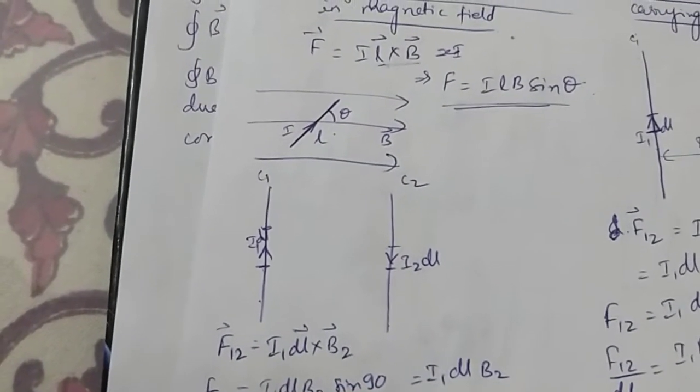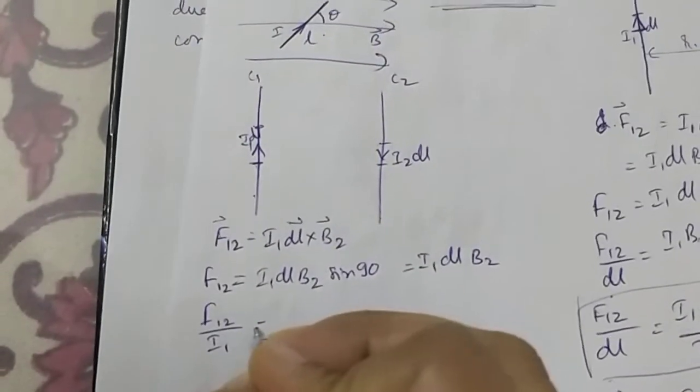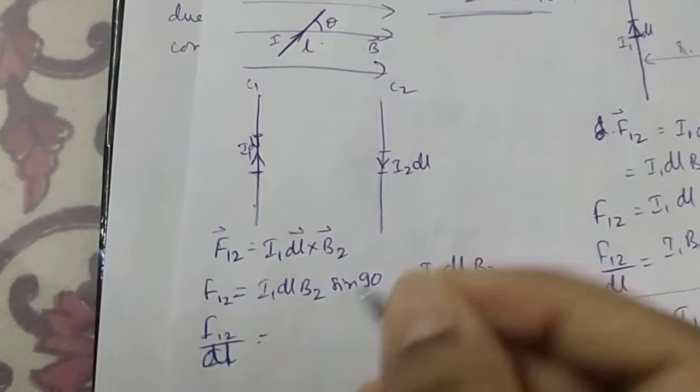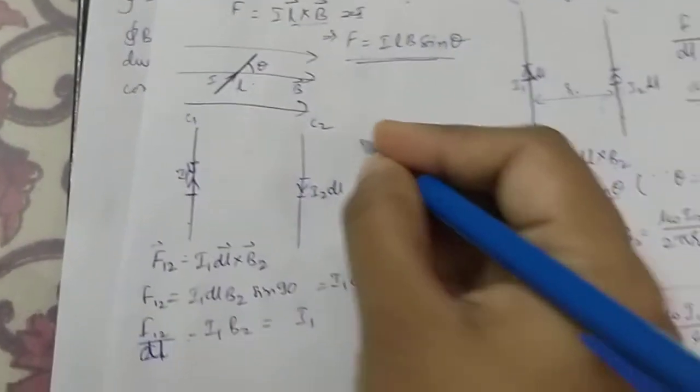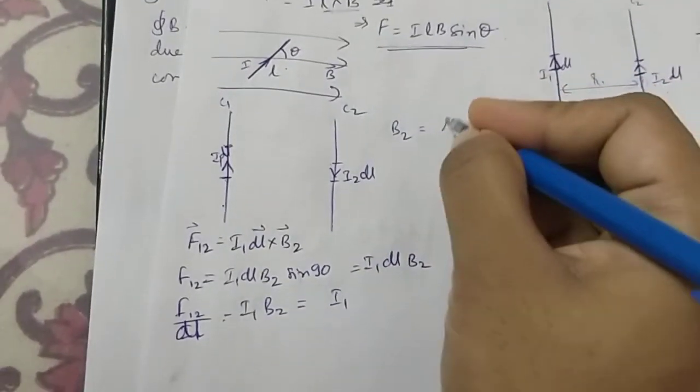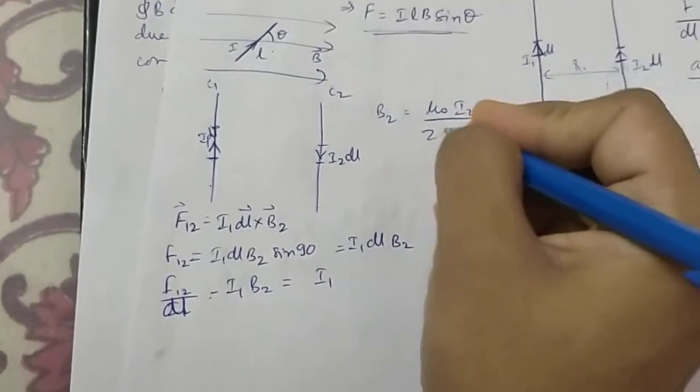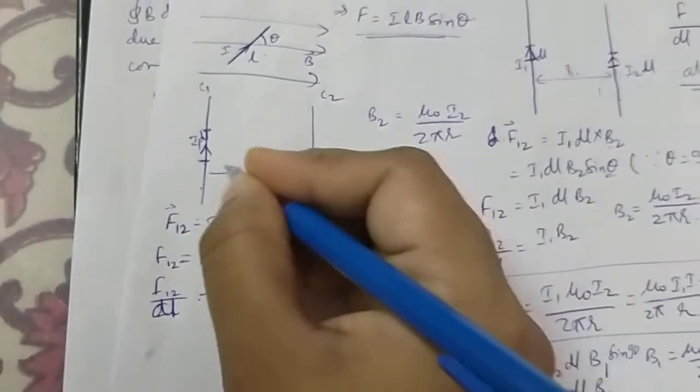So F12 by dl is equal to I1 B2. So it will be I1, and what will be B2? B2 will be equal to mu naught I2 upon 2 pi r, if this is r.